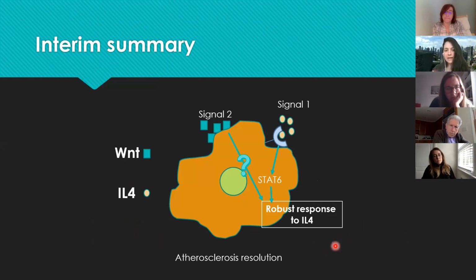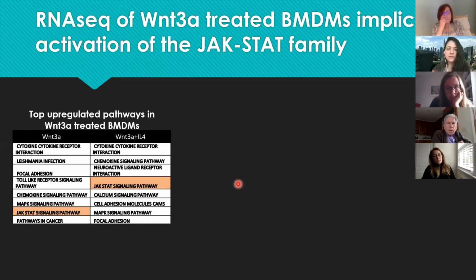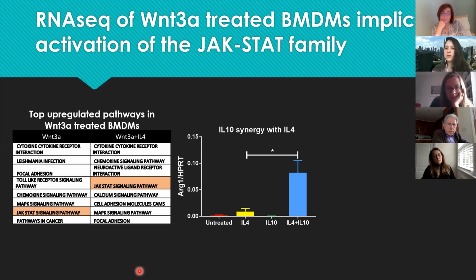So we took a look again at our bone marrow-derived macrophages that were treated with Wnt. We did RNA sequencing on these cells and saw an increase of the JAK-STAT signaling pathway. This was interesting to us because we know that STAT3 is another STAT family member that can have pro-resolving effects because it's downstream of IL-10. And IL-10 is another pro-resolving cytokine that was shown before to collaborate and synergize with IL-4.